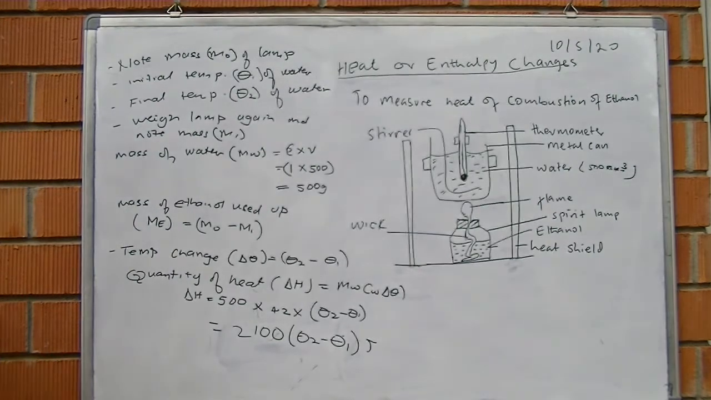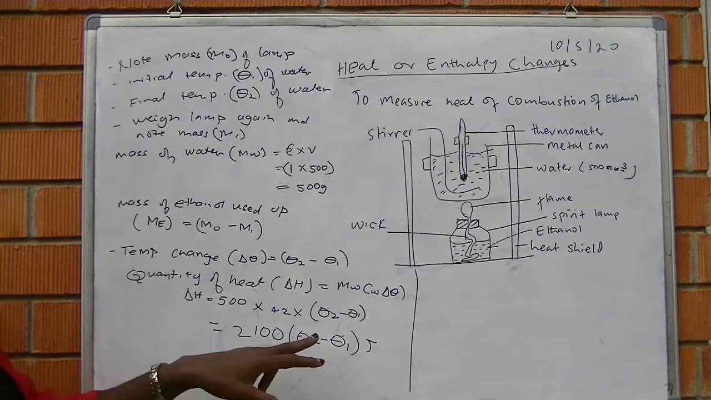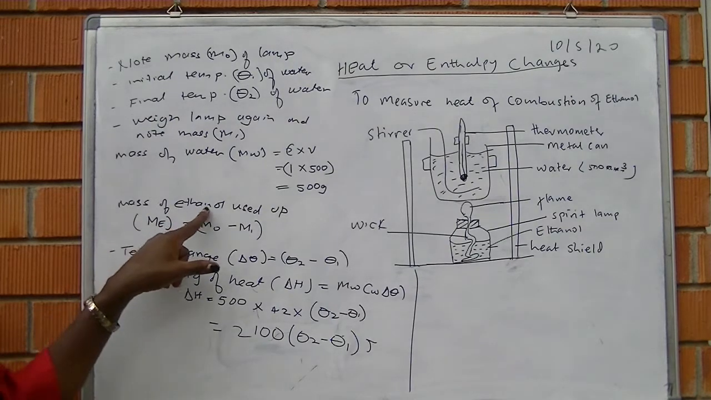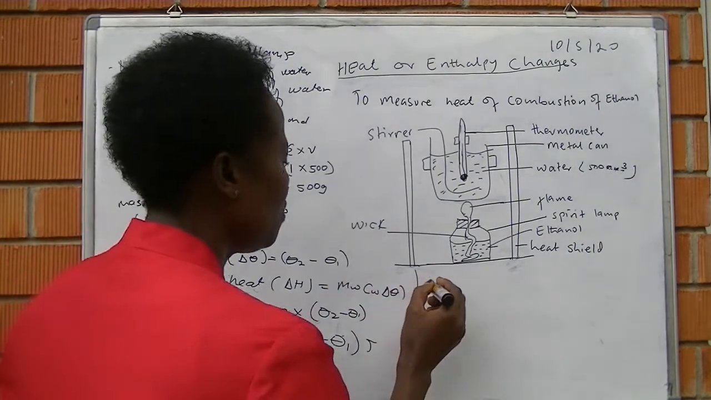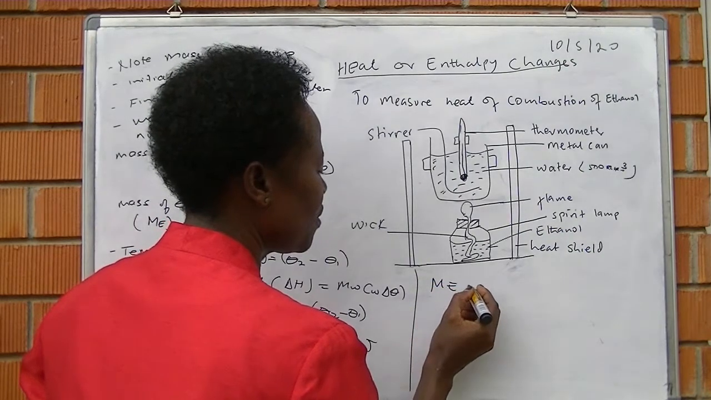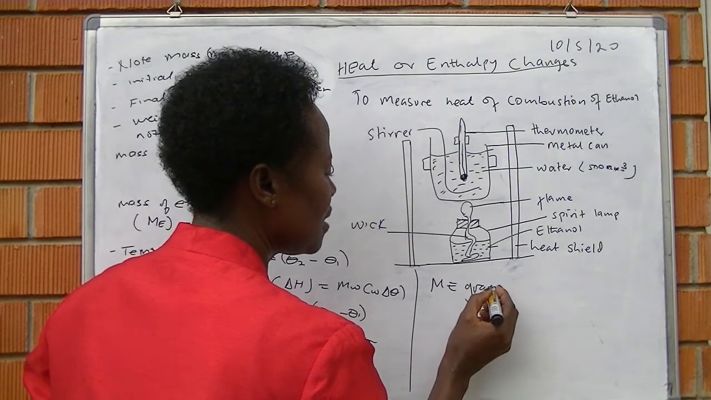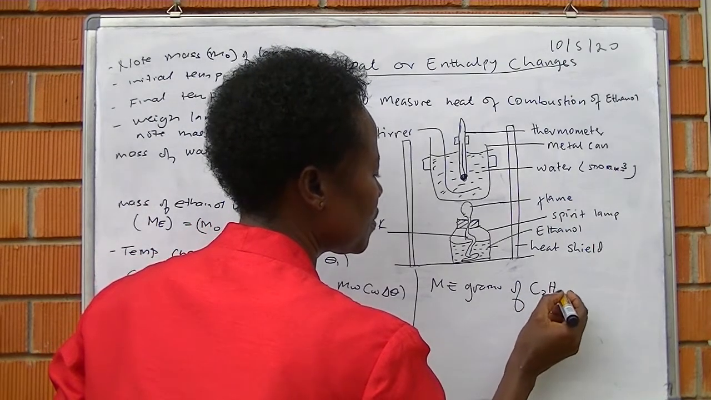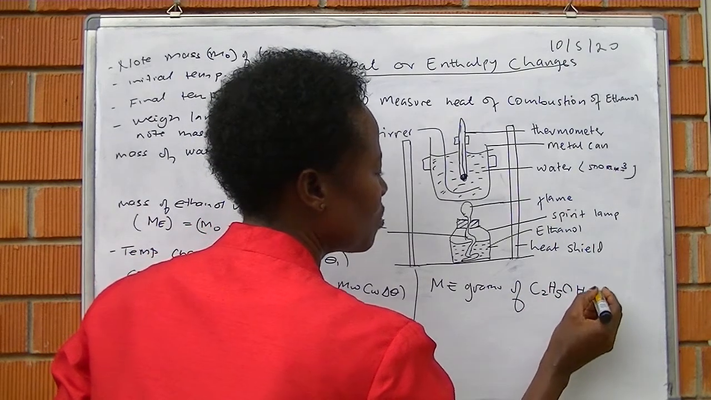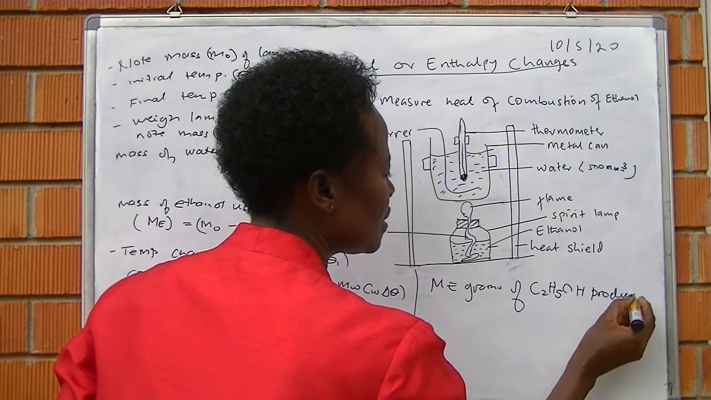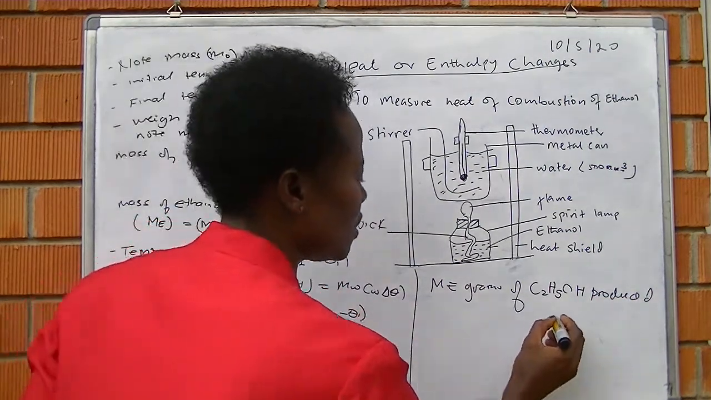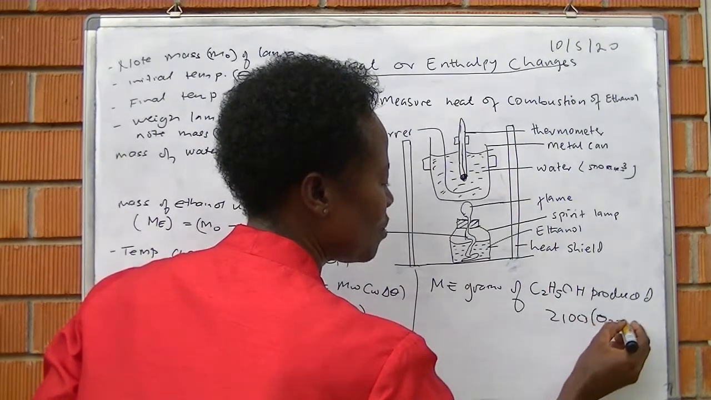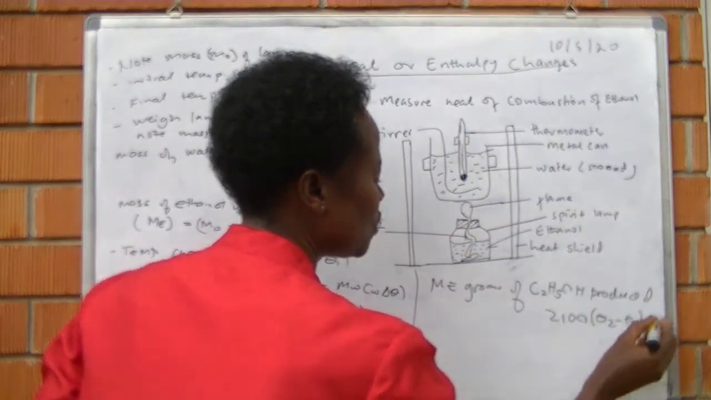So that is the quantity of heat produced by ethanol to raise the temperature of water from theta 1 to theta 2. This heat was produced by ME grams of ethanol. So ME grams of ethanol produced 2,100 (theta 2 minus theta 1) joules of heat.